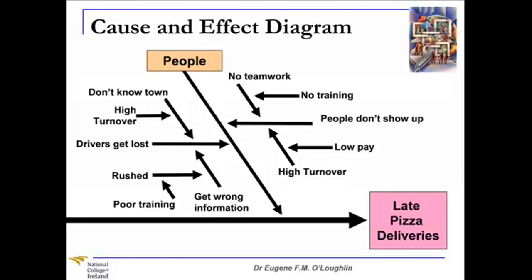Under the drivers get lost category, you can see we have two possible main causes here. They don't know the town, or they get wrong information, and each of those in turn has a possible cause. For example, they don't know the town. It could well be because of the high turnover in staff, so we put that down there. When we get the wrong information, it could well be because it's busy and orders are being rushed. And because it's been rushed, poor training might well be a reason why people are not able to handle orders in busy periods. So we can fill out our cause and effect diagram for each category like this.